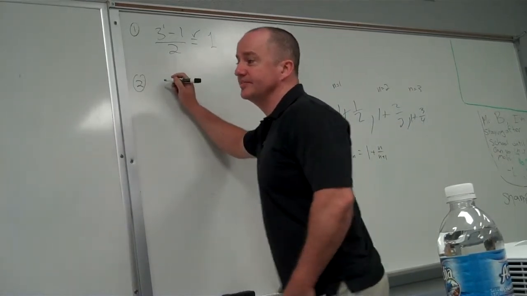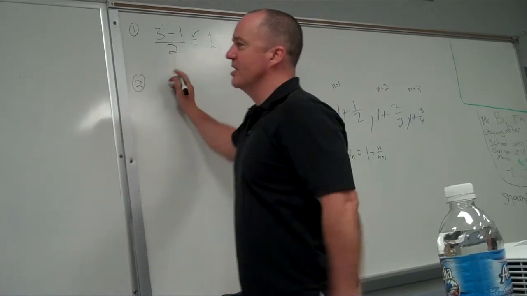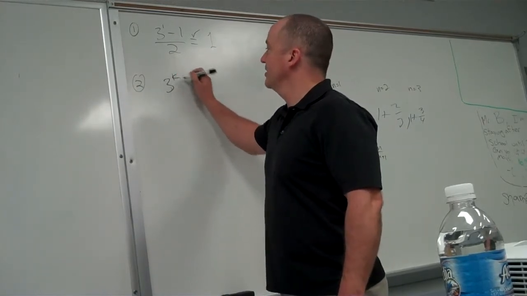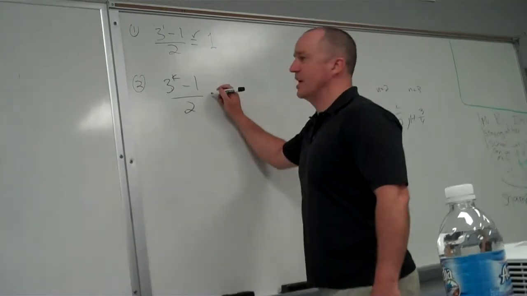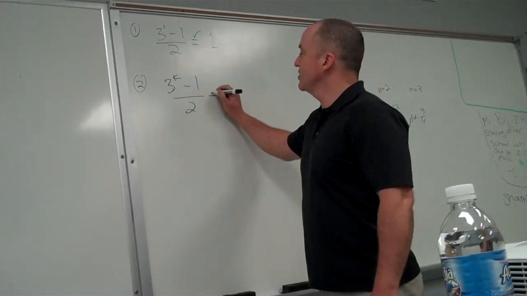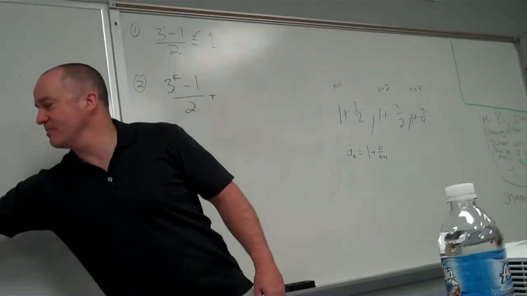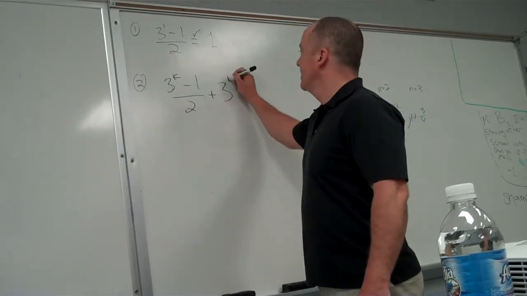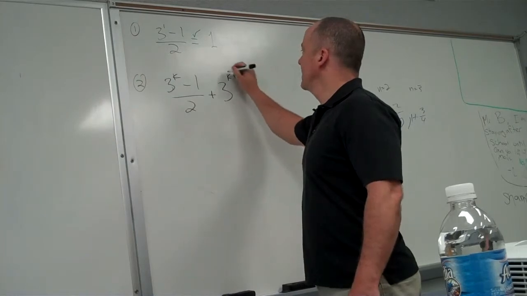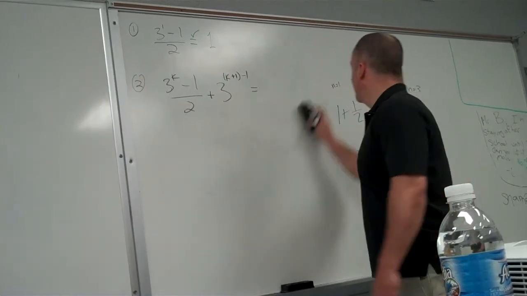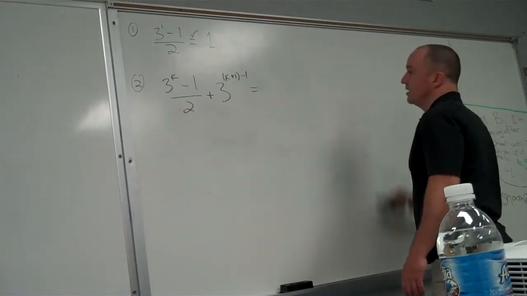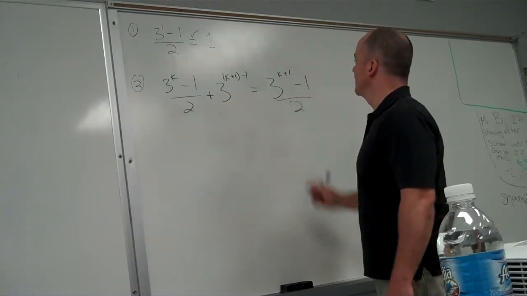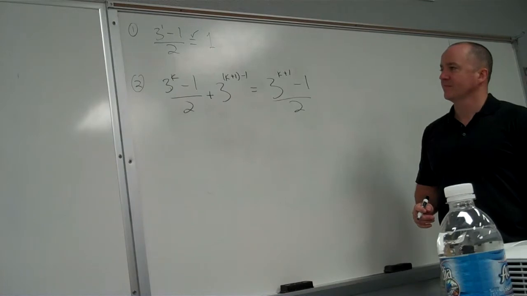Does the second part, our summation formula with k in it, 3 to the k minus 1 over 2, plus the next term, my a term generator a sub n, so my next term is going to be 3 to the k plus 1 minus 1, equal the same thing as if I just plug k plus 1 into my sum formula? Yes, the answer is yes.